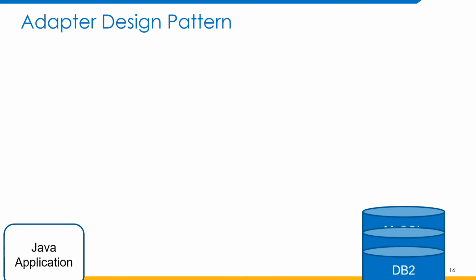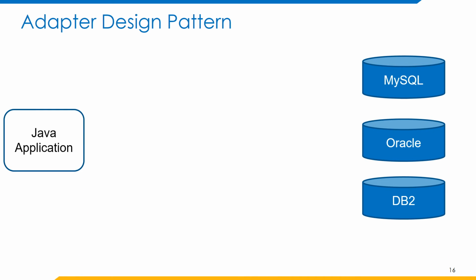For example, there is a Java application and here some databases. Now I want to send the data from this Java application to the database. For sending the data, the database implementation is different and the Java application implementation is different, and both cannot understand each other.